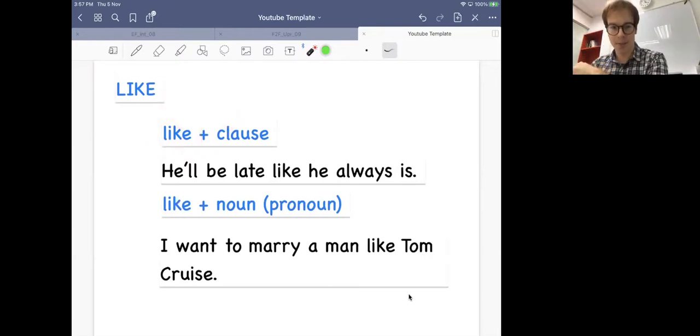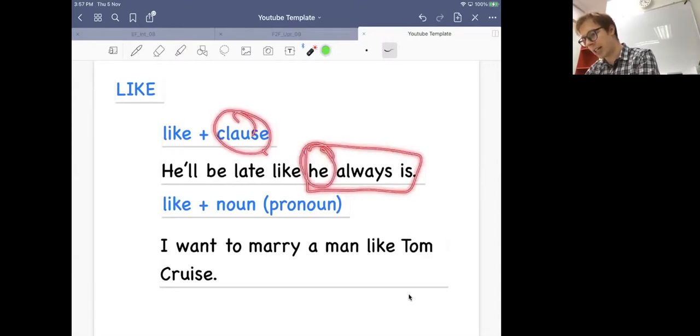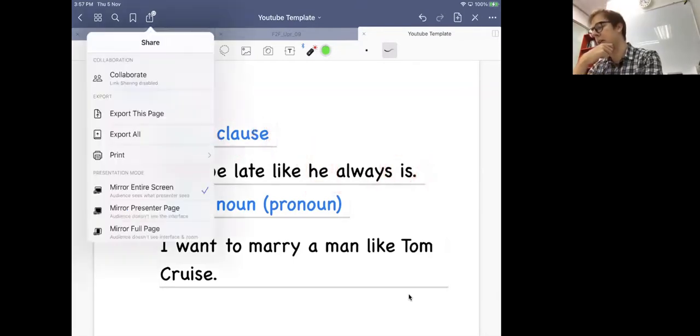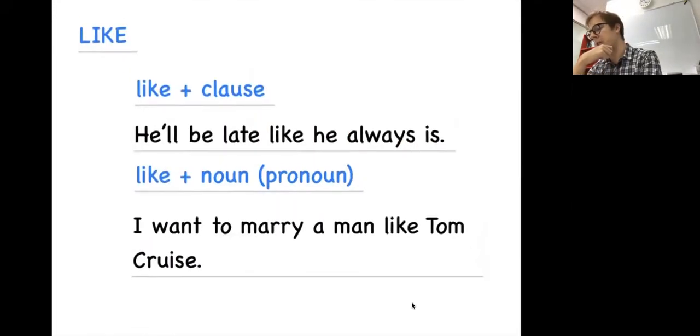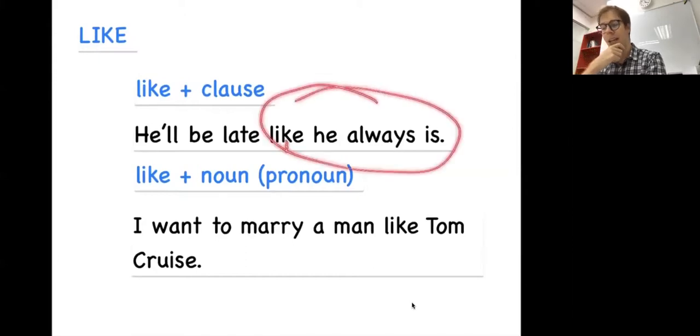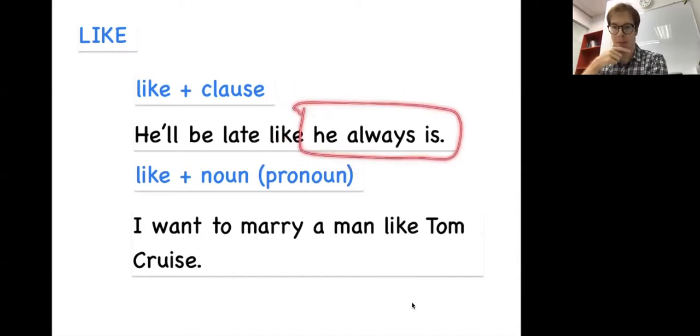So a clause, right, is a part of a sentence with a subject and a verb. A clause, a subject and a verb. So when we have a subject and a verb, that's a clause. And here, I'm using it to show that things are happening in the same way that they usually happen. It happens the same way that it usually happens, okay?